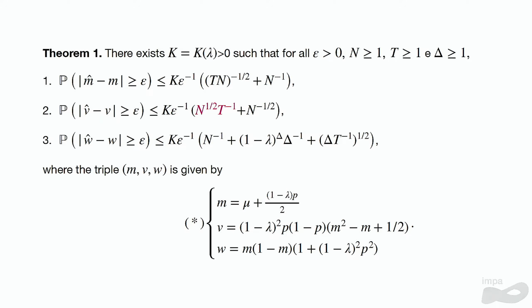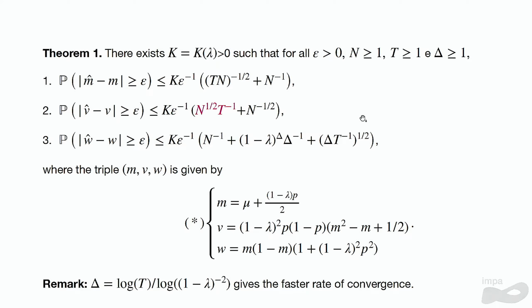And perhaps the important thing here is that, for example, in order for v hat to converge to its limit, I need a condition between n and t. Here there is square root of n divided by t. So there is a relation between the size of the network and the time window, the observation time. It turns out that each limit m, v, and w is given by this expression here. Of course, they depend on the other parameters mu, lambda, and p, etc., in a complicated way.